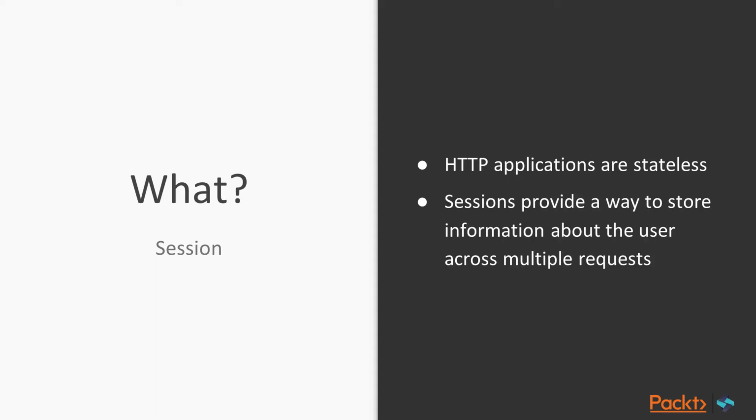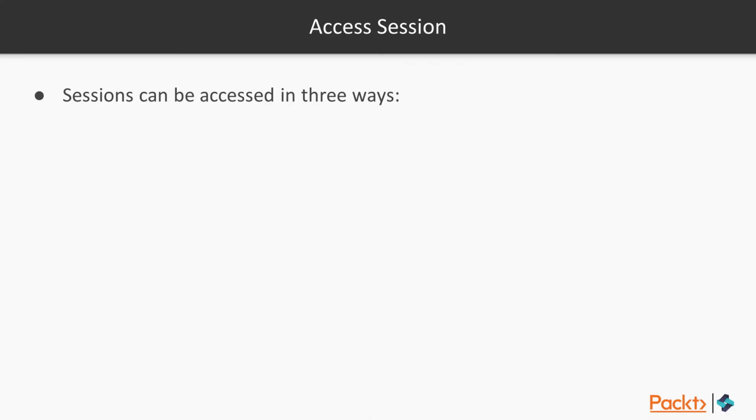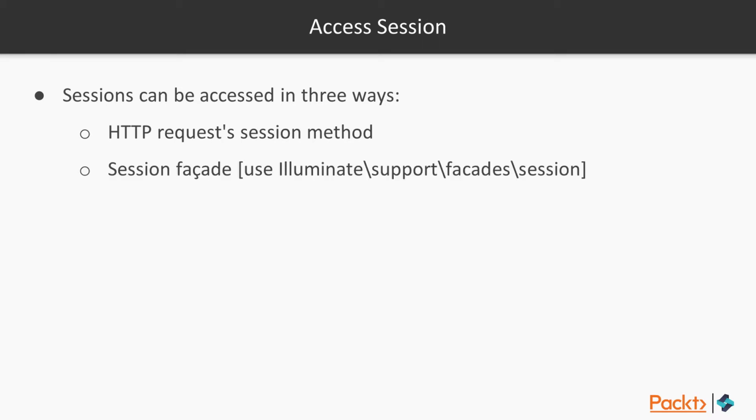We need a session, which provides a way to store information about the user and understand where the request is coming from, and we can have the session maintained from the login to the logout of the user across multiple requests. Now, in Laravel, we can access the session in three ways. We can use the HTTP request session method. We can also use the session facade, that is the Illuminate Support Facades Session class, or else we can use the session helper function.